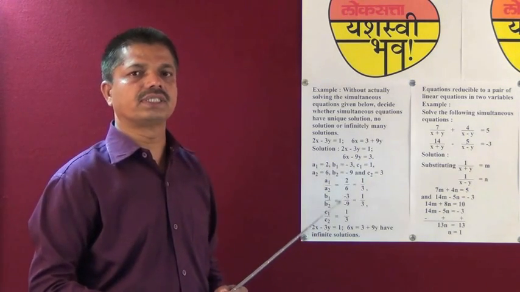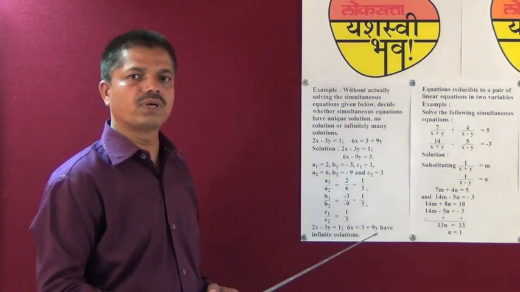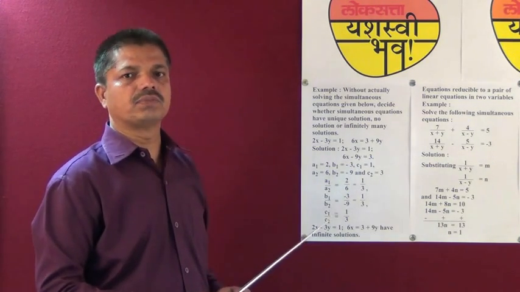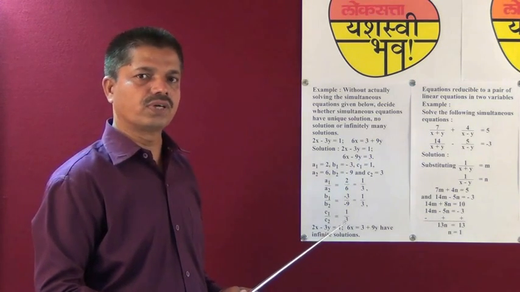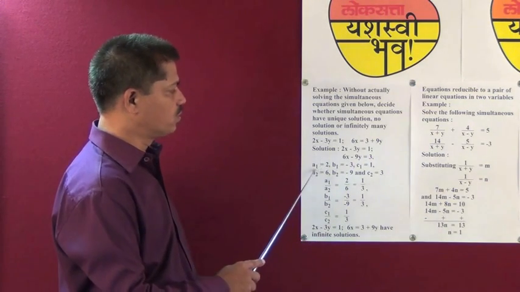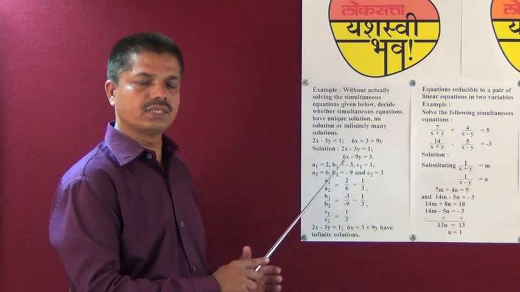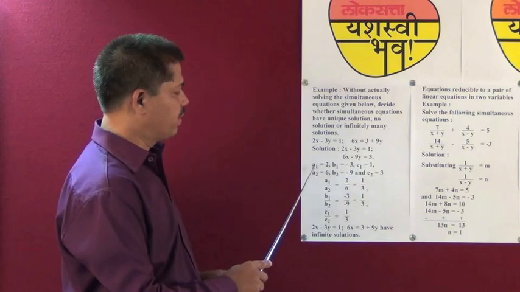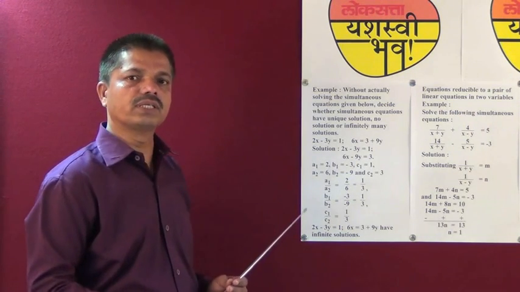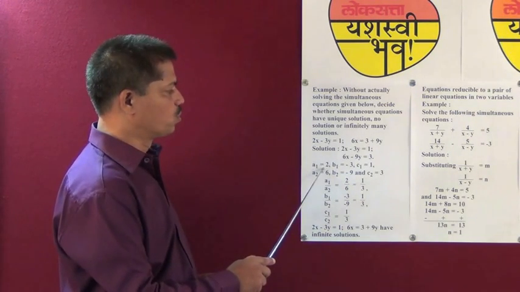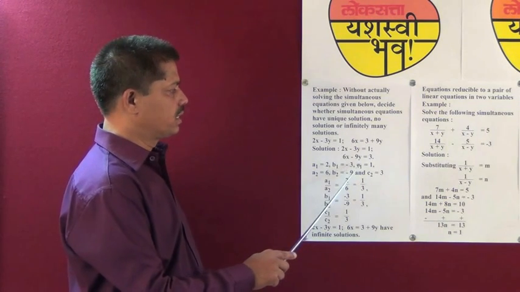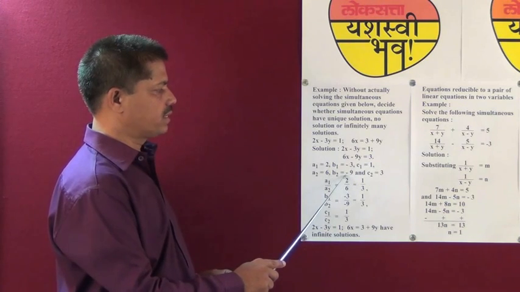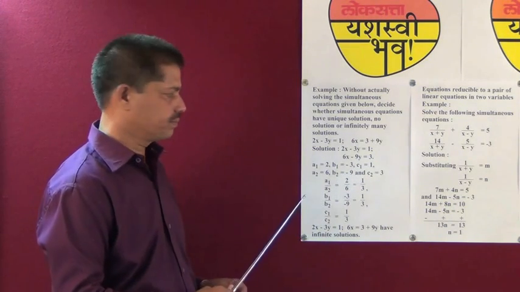Comparing these equations with the general equation, a1x plus b1y is equal to c1 for the first equation and a2x plus b2y is equal to c2 for the second equation, find the values of a1, b1, c1, a2, b2 and c2. Here, a1 is equal to 2, b1 is equal to minus 3, c1 is equal to 1, a2 is equal to 6, b2 is equal to minus 9 and c2 is equal to 3.